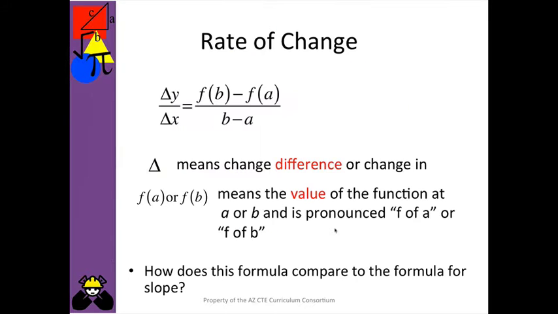Welcome back. Let's go on. Now here's what it means. The delta, we call it a delta, not a triangle when we're talking about function, means the difference or change in. F of A or F of B means the value of the function at A or B, and we say F of A or F of B.